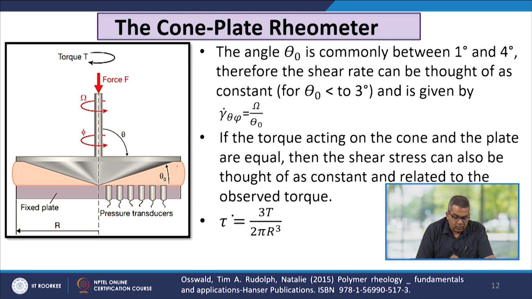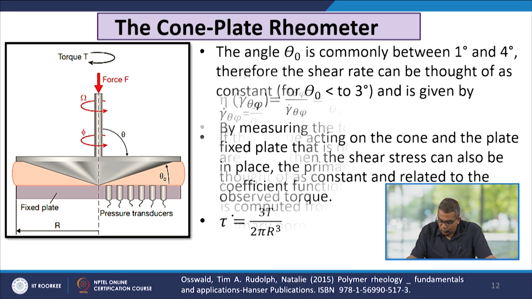Now, angle theta naught is commonly between 1 degree and 4 degree. Therefore, the shear rate can be thought of as constant for theta naught less than 3 degree, and it is given by gamma dot (theta, psi) is equal to omega over theta naught. If the torque acting on the cone and the plate are equal, then the shear stress can also be thought as constant and related to the observed torque. So, the shear stress can be given as tau is equal to 3T over 2 pi R cube.